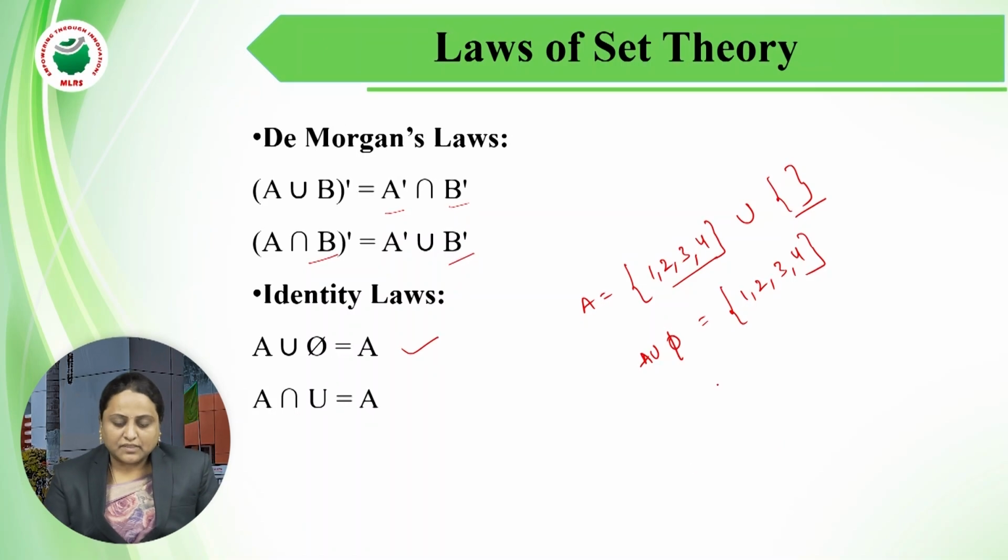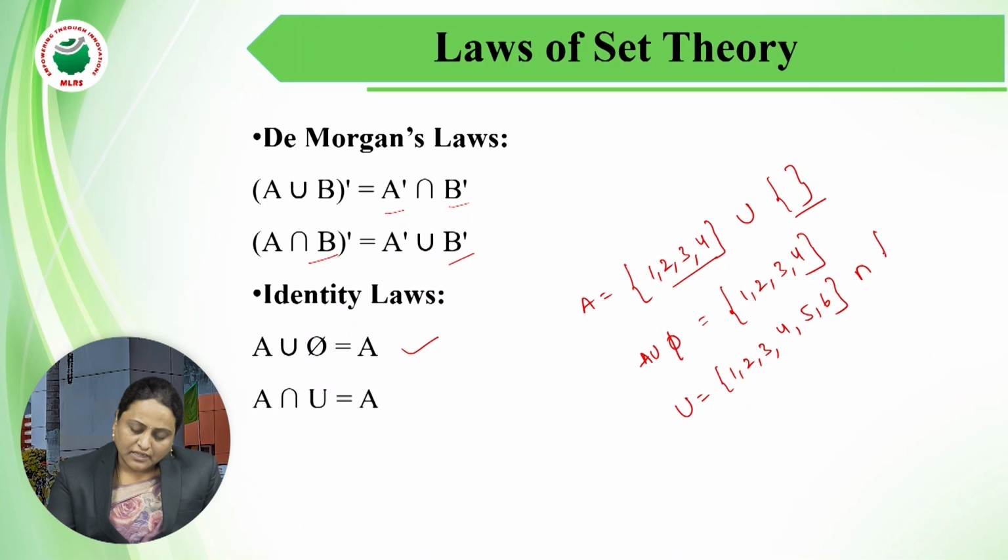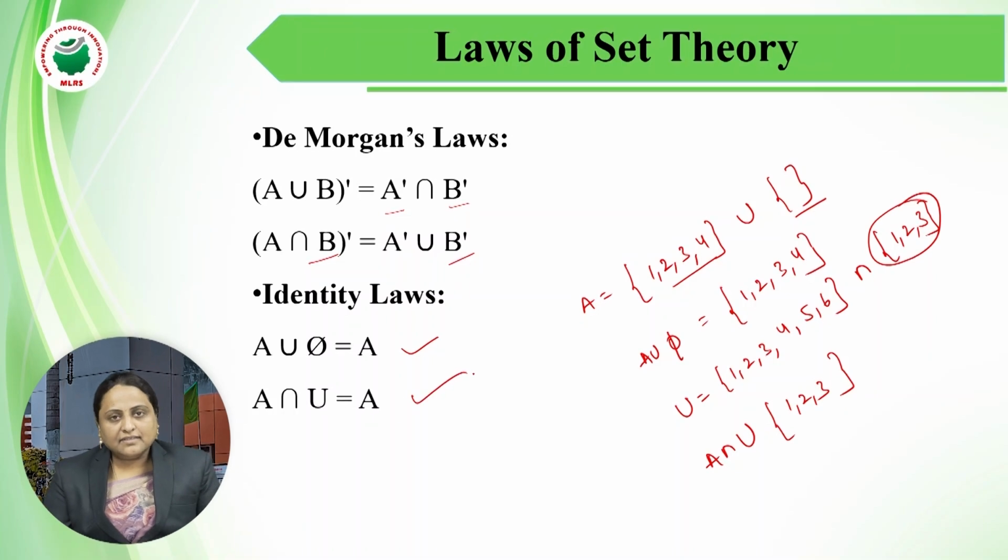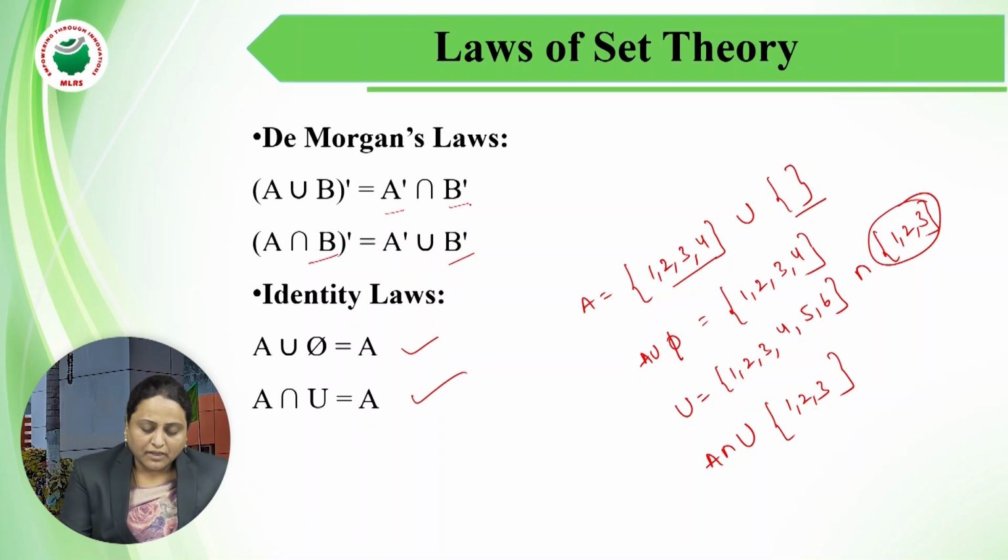Similarly, A intersection universal set. Suppose universal set equals 1, 2, 3, 4, 5, 6 and A equals 1, 2, 3, for example. Intersection means we take only common elements. The common elements between the universal set and the given set are 1, 2, 3, which is our original set again. So we can say A intersection universal set equals A again. The same thing can be applied for De Morgan laws also. You can take some values and perform A union B whole complement, which will be equivalent to A complement intersection B complement. So these are the main laws of set theory.